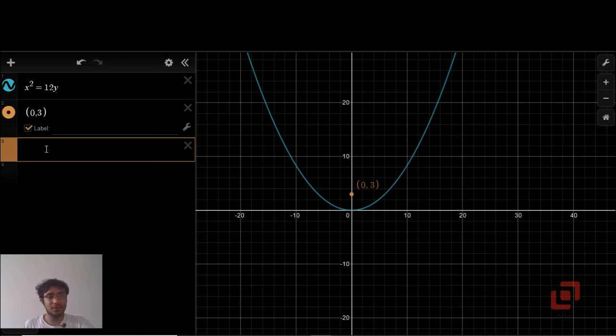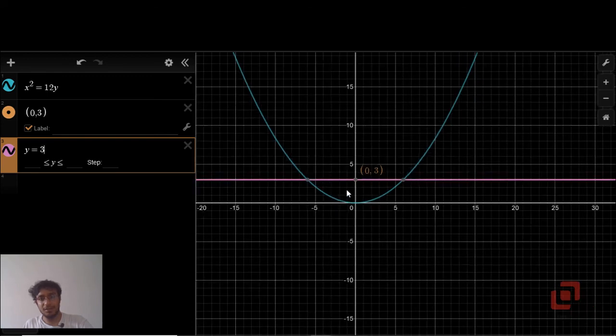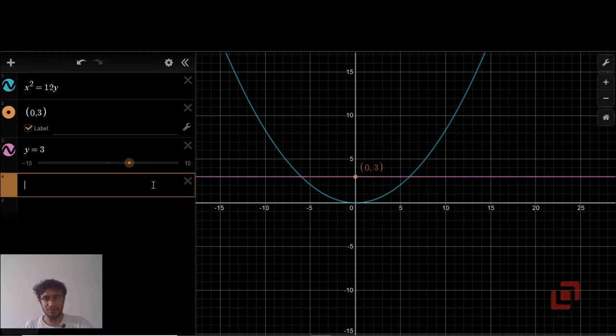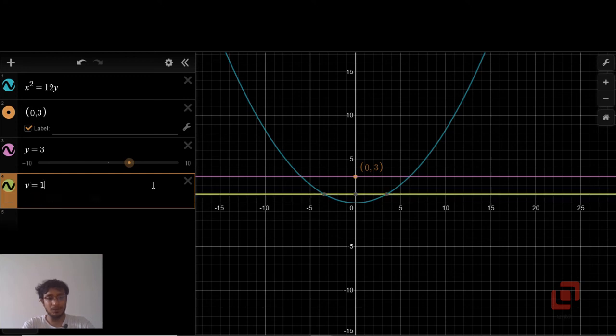Yes. Draw a horizontal line through the focus. Check where it intersects the parabola. Negative 6, 3 and 6, 3. Yes. Now we will draw 2 lines passing through the origin and these 2 points. The one in the first quadrant will be y equal to x by 2.